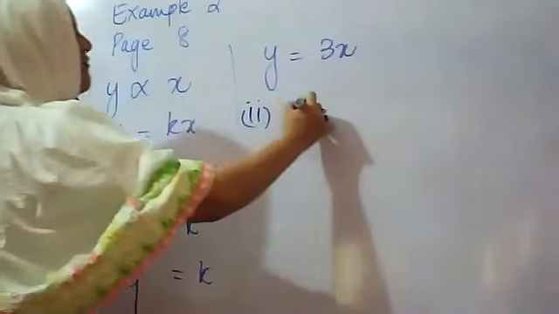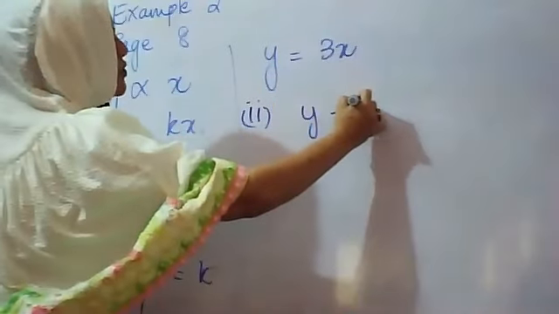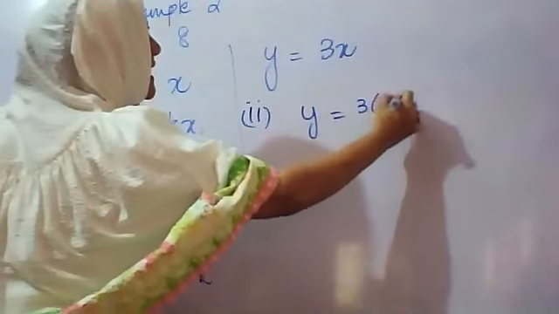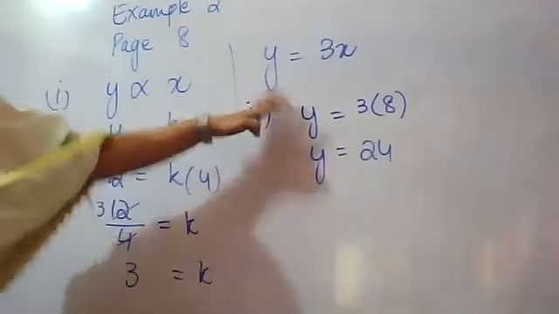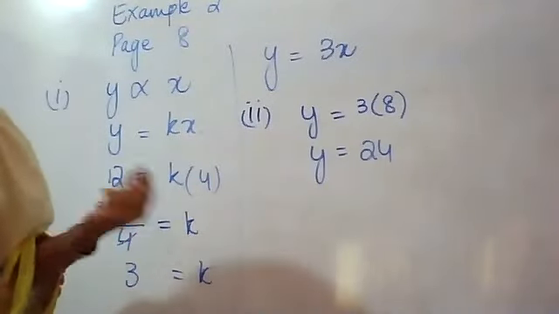What should I do? Miss, y is equal to 3 bracket 8. Yes. Y is equal to 3 multiplied by 8. 3 into 8 is? Y is equal to 24. Okay. This is my part 2. Done? The answer is here. Now, part 3.